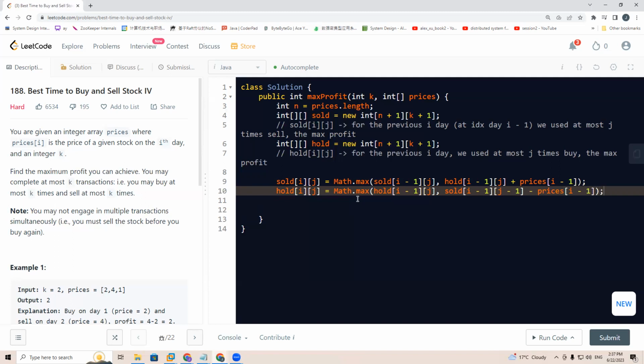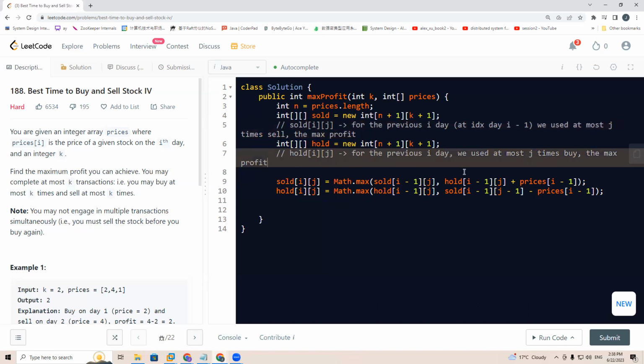We need to know the physical meaning: sold[i][j] is for the previous i days, at index day i minus 1, we used at most j sells. At most, not exactly j; it can be equal to j, right? And hold is that for the previous i days we use at most j buys, with the max profit.